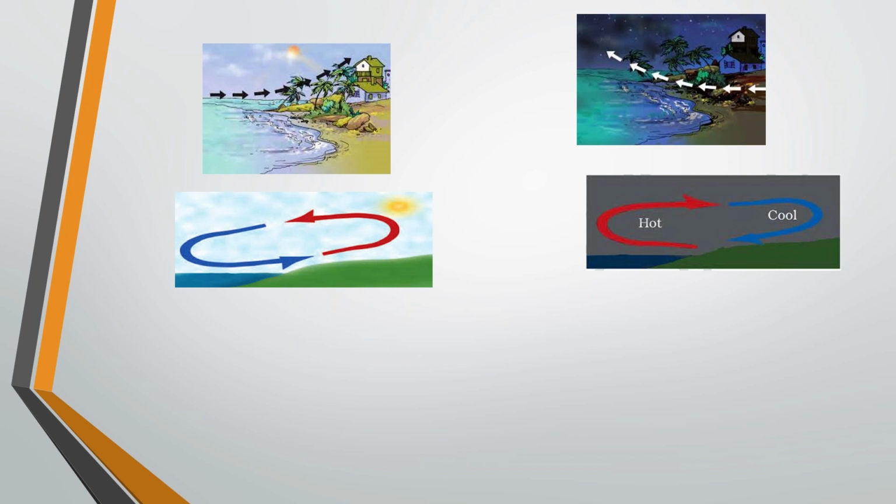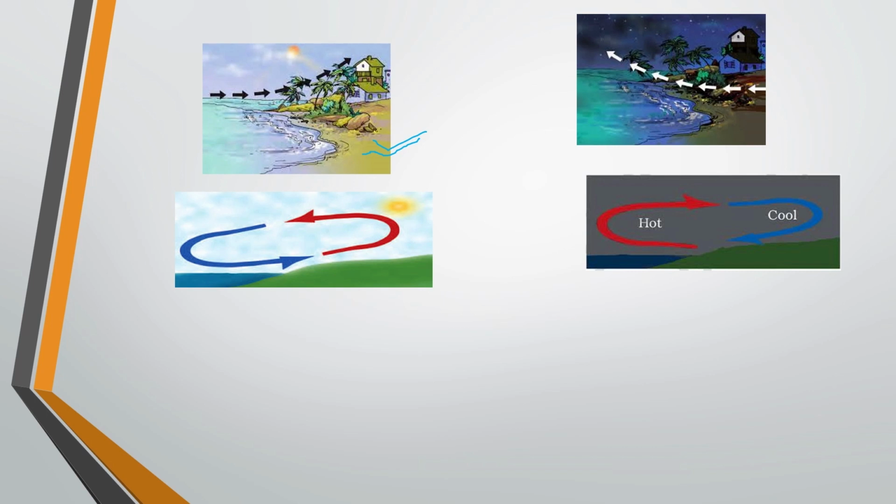Okay, and for this, let's take an example from our environment, like in our coastal areas. How does heat and air travel in coastal areas? So during the day, what happens? The land gets heated faster than the water, and the air over the land becomes hotter and rises up. Means the air over the land gets hotter faster and rises up.